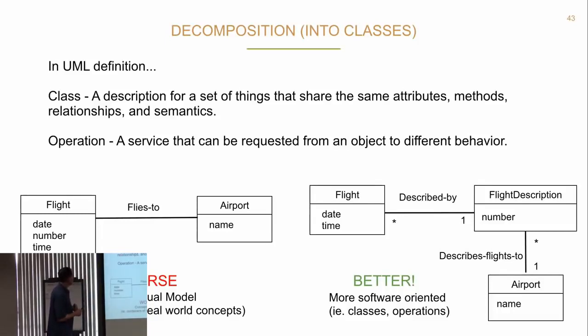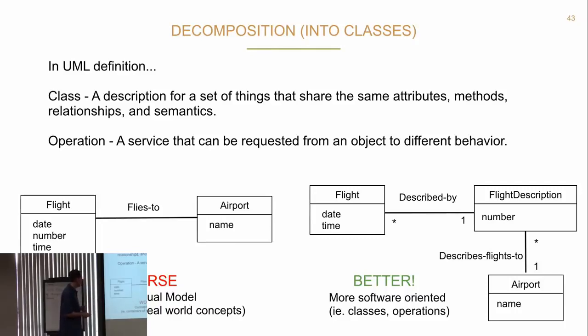Decomposition into classes. In UML, a class is a description of a set of things that share the same attributes, methods, relationships, and semantics. You already know that from object-oriented programming. Operation of a service that can request an object to a different behavior. Here we go. Let's compare the two.